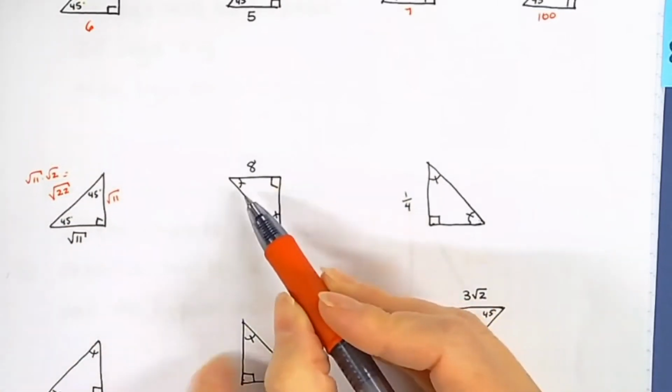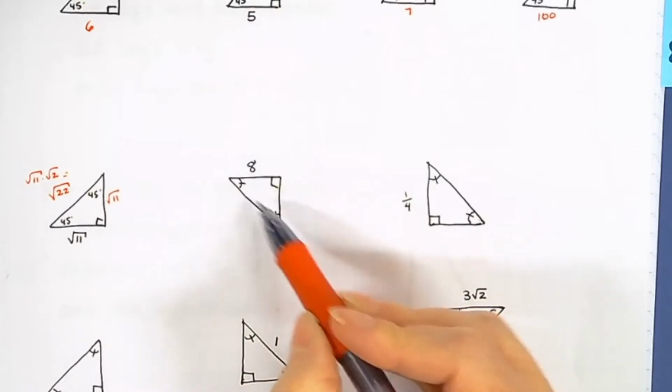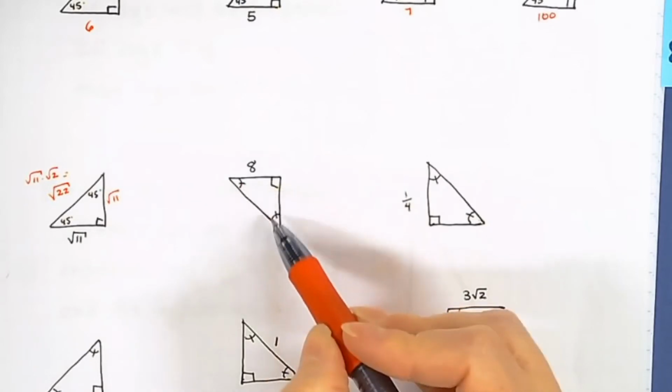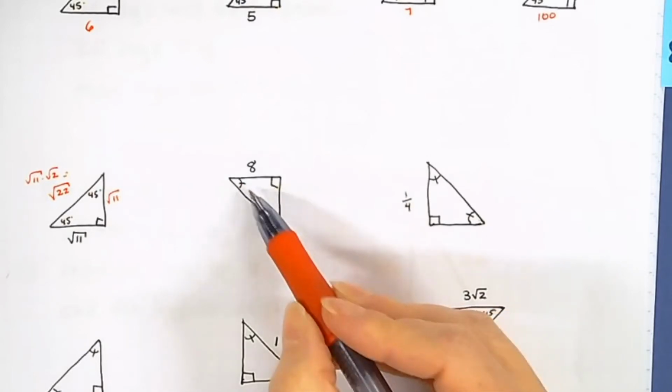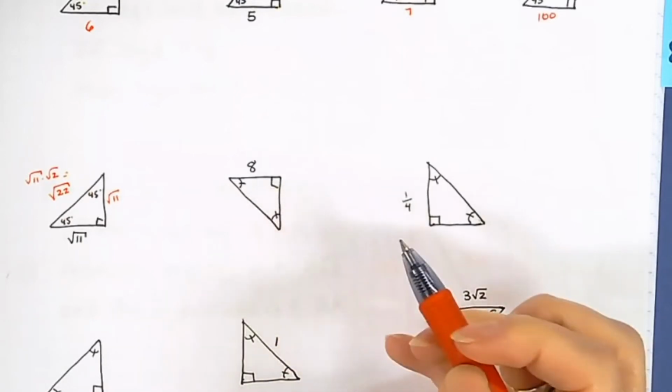Now, sometimes they won't label them as 45, but you need to recognize that this is isosceles because the two angles are marked as equal. And since that's 90, and we've only got 90 left, we'd split it evenly. Those would both be 45s. So this is still a 45, 45, 90 triangle.